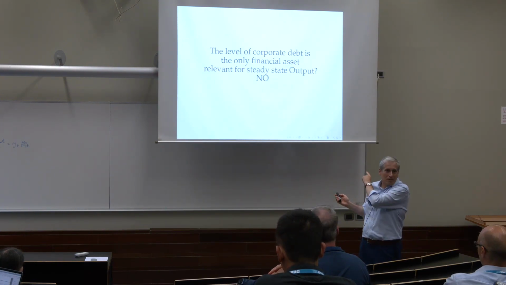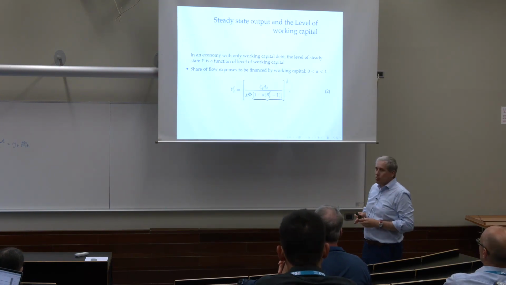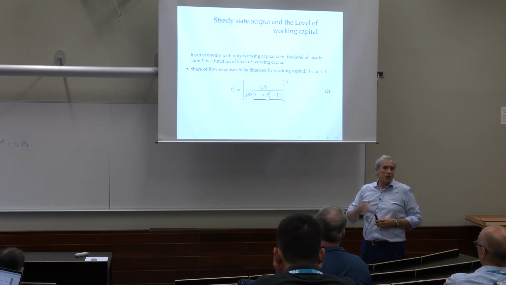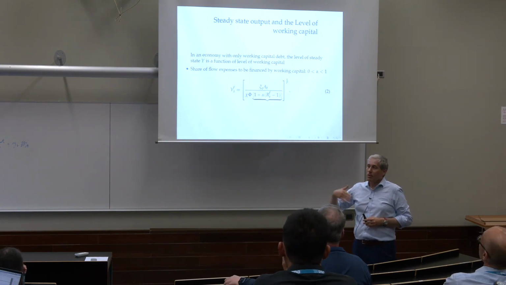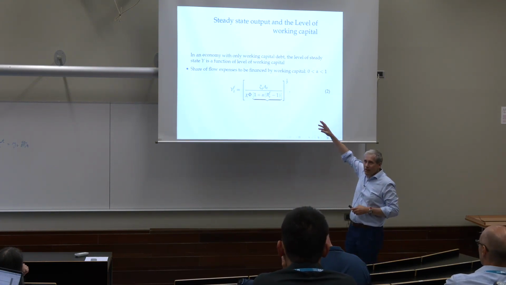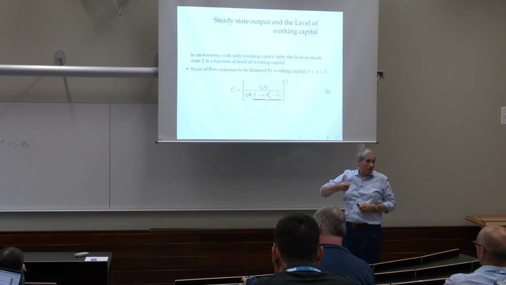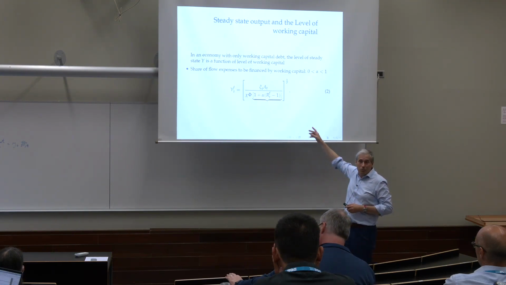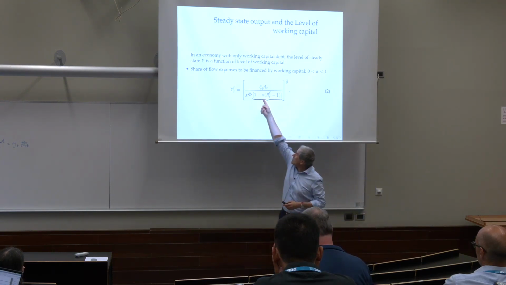But the answer here is also no, because you can decide to finance just a share of the wage bill, and that share I call alpha. Then if you introduce this alpha, the quantity of the working capital will enter into the steady state level of output. So it's here.